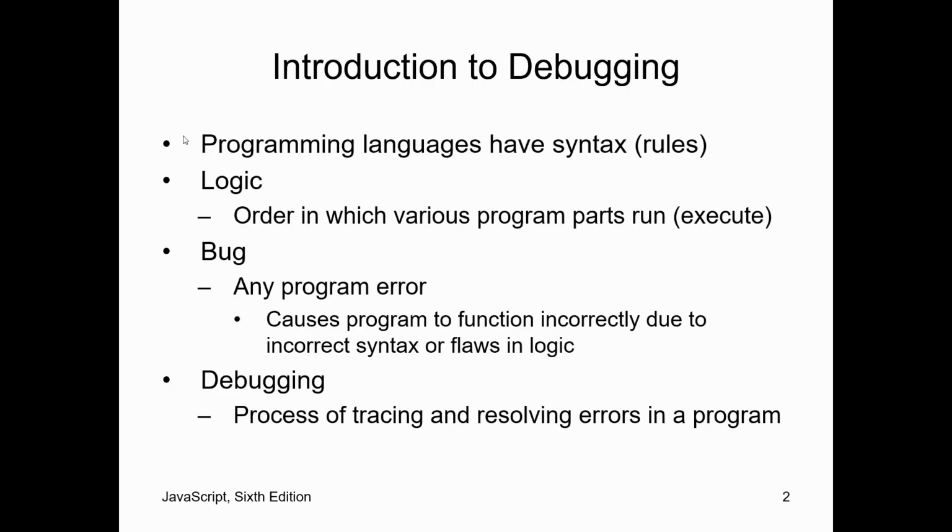So all programming languages have a certain syntax. They have a set of rules that you have to follow. Now that said, the rules of the JavaScript language are much more liberal than virtually any other language that at least I know. Logic: the order in which various program parts run or execute. Well, logic is how you get the program to do what you want it to do. A bug is a program error.